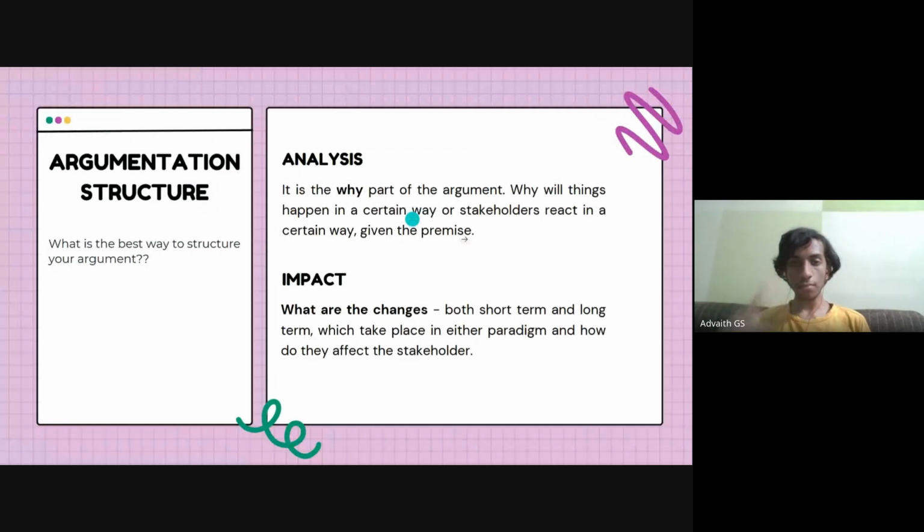Analysis, the why part of the argument. Say vocal for local or buy local campaigns are being excessively pushed. What happens in that situation? The consumers, people who are looking to buy products, are somewhat told that they should go for local products. They are being socially conditioned, socially convinced. There is some sort of social pressure for them to go and get these locally produced products. What is going to happen then?